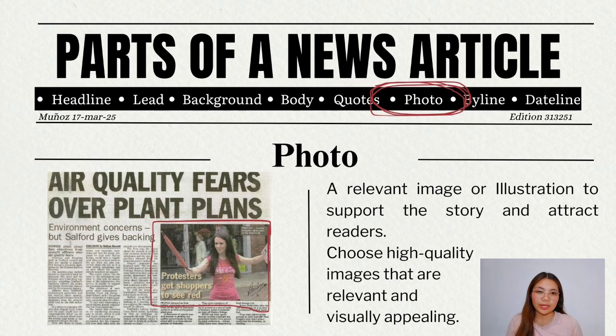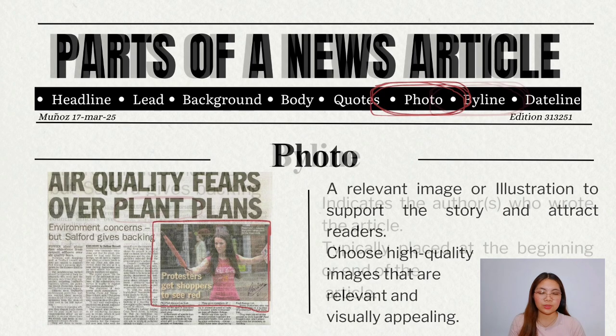For our next one, we have the photo or the caption. It is the image or illustration in the article to support the story or the news and attract readers. In choosing a photo for an article, we should choose high quality images that are relevant and visually appealing to the news, which can easily attract the readers. Here's an example of a photo in the news article.